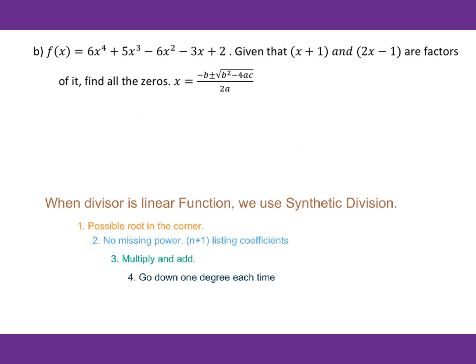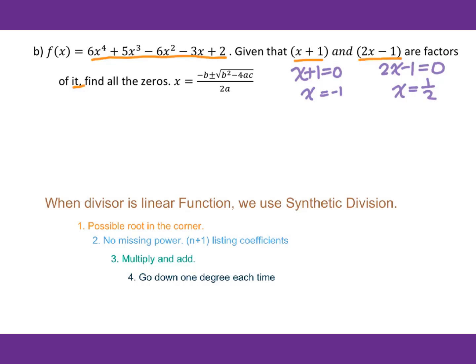Now let's go to B. f(x) is a polynomial function. Given that x plus 1 and 2x minus 1 are factors of it, find all zeros. Since x plus 1 is a factor of this polynomial function, we can get the root: x plus 1 equal to 0, x equals negative 1. For 2x minus 1, we set it equal to 0, x equals 1 half.